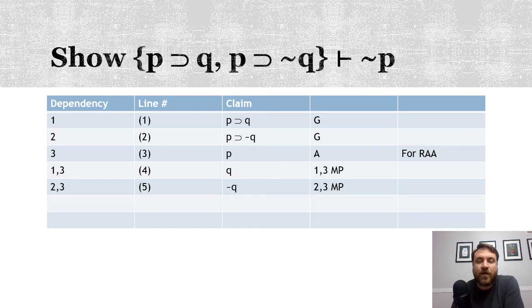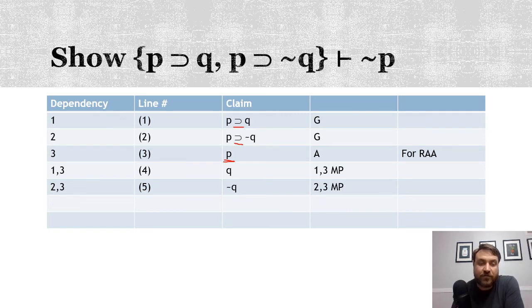Okay, I hope this is what you were thinking, because now we actually have something to work with on these top 3 lines. We have line 1 and line 3, which has a conditional and the antecedent of that conditional. We also have the same thing on line 2. If you just use modus ponens on both lines, you're going to get Q, which is what we have on line 4, and not Q, which is what we have on line 5. Again, using modus ponens both times.